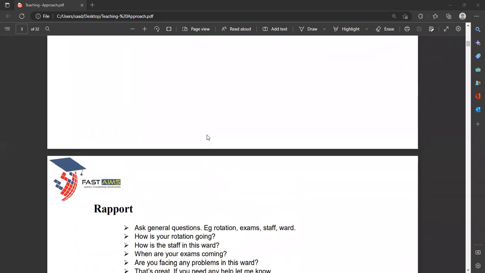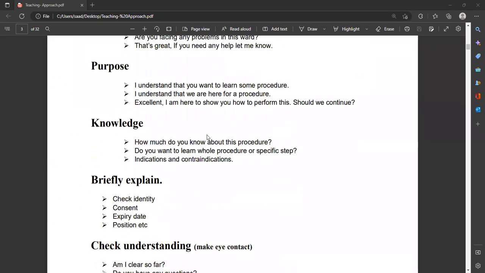The first thing is you are standing outside, you have 90 seconds, just read the scenario, enter and greet with a smile on your face and build a rapport, and then state the purpose, why we are here, and check the knowledge, what is already known by the student. Now comes the procedure part.